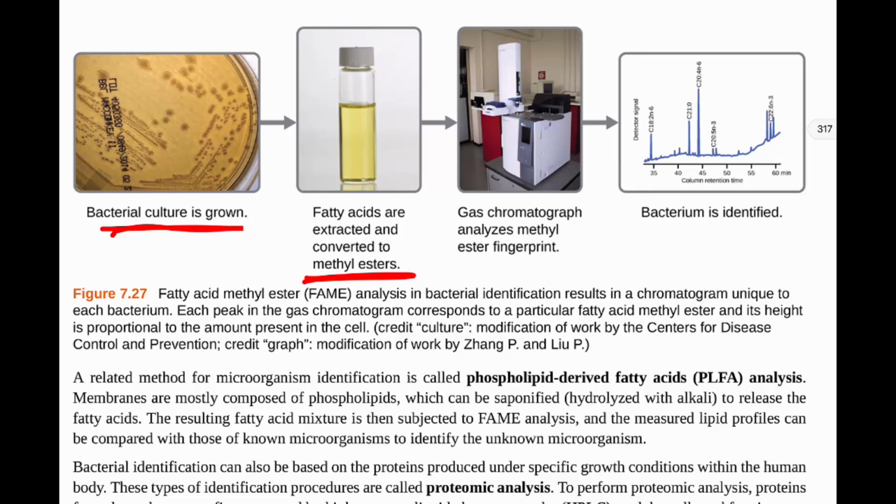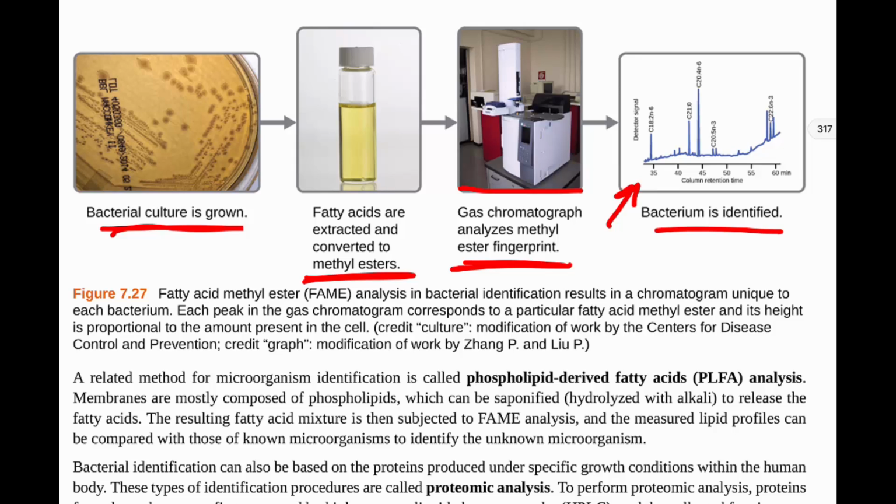Then they use a gas chromatograph here to analyze this methyl ester fingerprint. So the amount of fatty acids, the types of fatty acids, the length, again, if there are hydroxyl groups or rings, all of those things will be picked up by this gas chromatograph. And then it gives this readout, and then you can identify the bacteria based on this readout, comparing it to known bacterium.